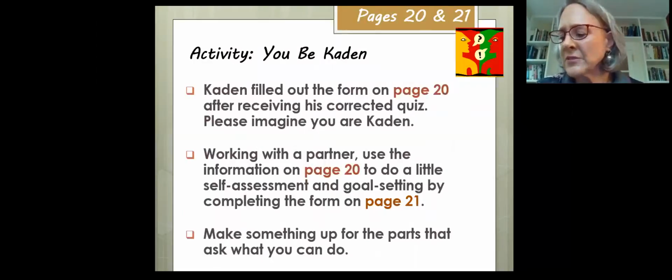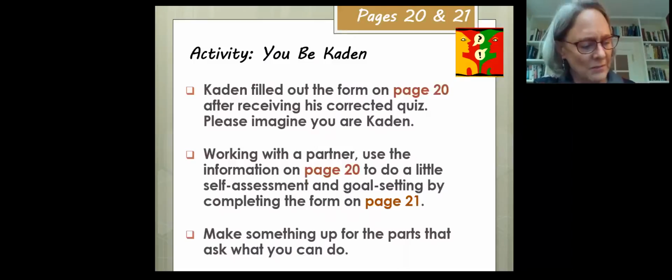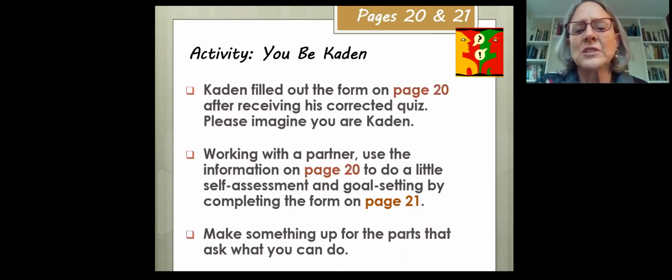So this is an activity, once again, for you all to practice with this form. And you see on page 20 that we have a very short form, so this doesn't take too long. The activity is called You Be Caden. Caden filled out the form on page 20. It is elementary math. After receiving his corrected quiz, please imagine you're Caden, work with a partner, and use the information on page 20 to do a little self-assessment and goal setting by completing the form on page 21.